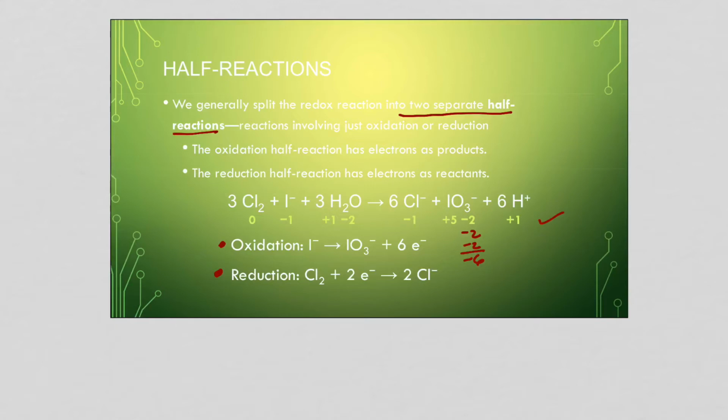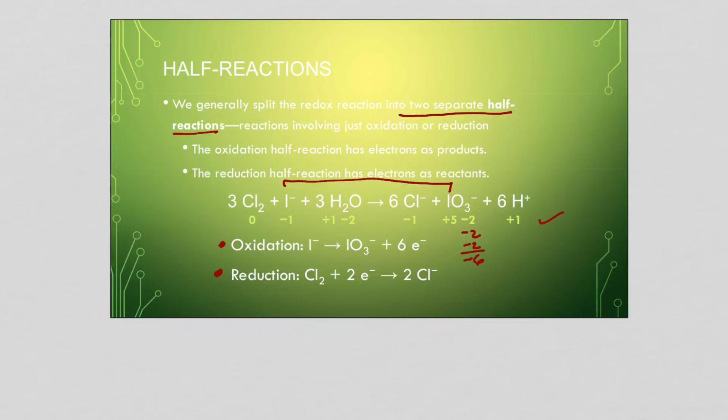So what we look for now are changes, right? What's being oxidized, what's being reduced. So the oxidation reaction here involves the iodine, right? Iodine goes from -1 to +5, right? That's clearly indicating the loss of electrons, right? It's getting more positive. So iodine is undergoing the oxidation. So my oxidation half reaction involves going from I- to IO3-.